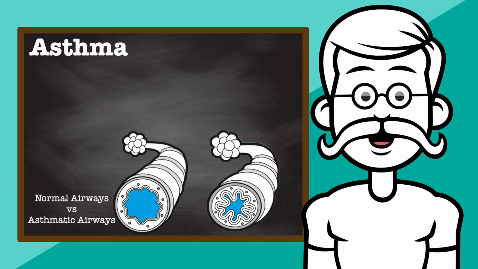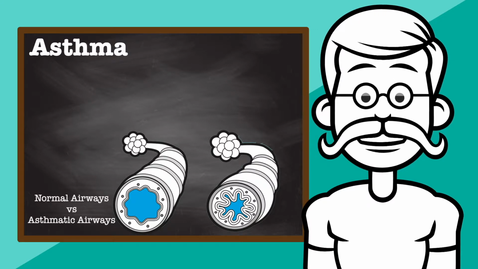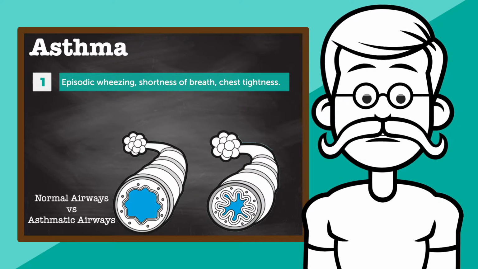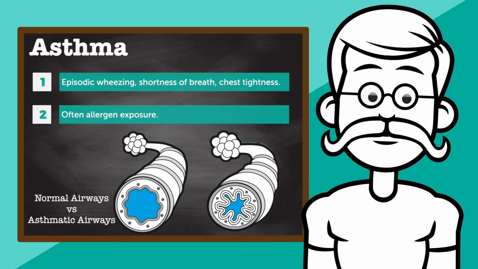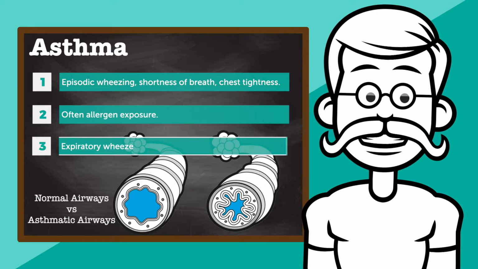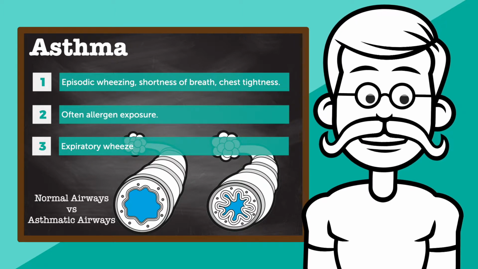Another acute shortness of breath problem is asthma. This normally presents with episodic wheezing as well as the shortness of breath and chest tightness. Most patients, many of which are young, usually have some kind of allergen exposure. When you listen to their chest this time, you'll hear an expiratory wheeze, and you should see them use their accessory muscles.